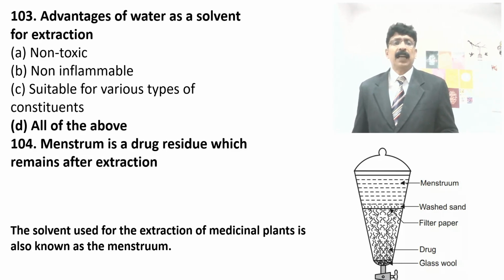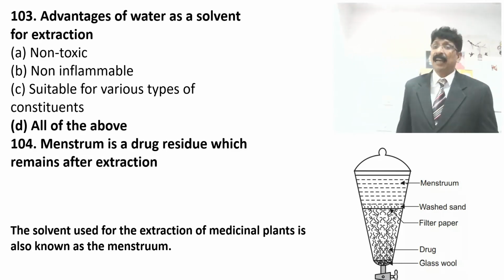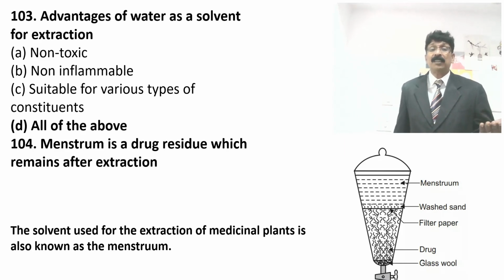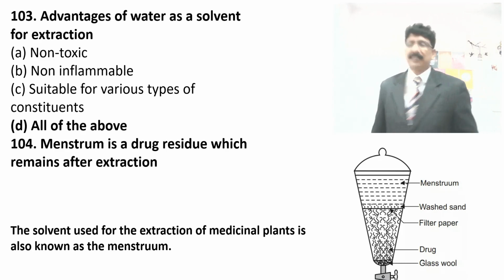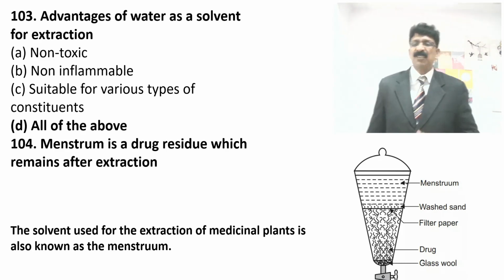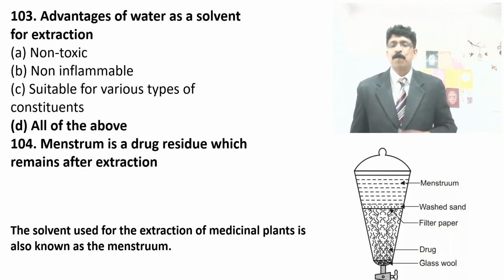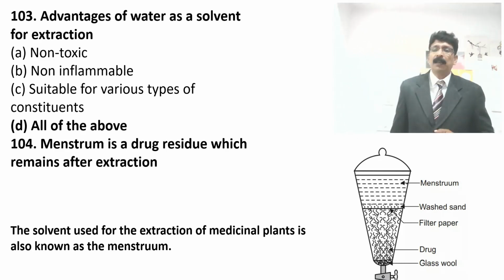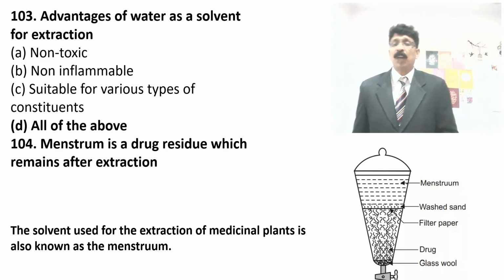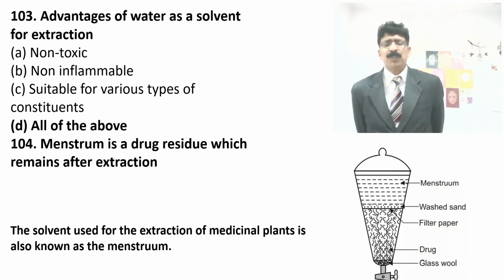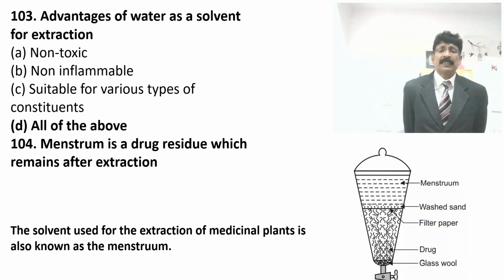Number 4: menstruum is a drug residue which remains after extraction. You can see the picture. Everybody will say menstruum is something else. Menstruum is a solvent which is used for extracting. In a percolator, in the picture you can see washed sand, filter paper, and the drug is kept. Below that, cotton and glass wool are kept. In the top you use the solvent you are interested in for extraction. That is called menstruum. The solvent used for extracting a medicinal plant is known as the menstruum.